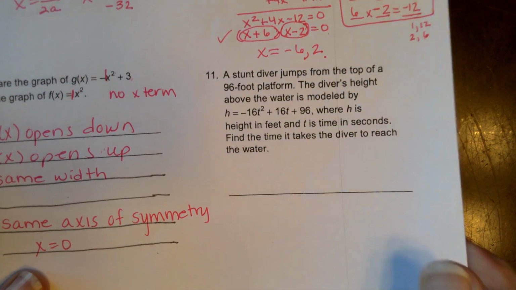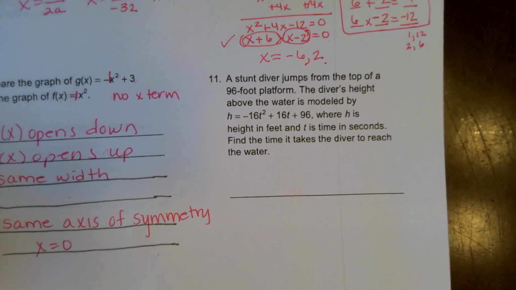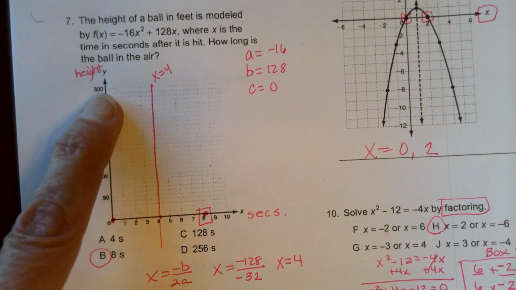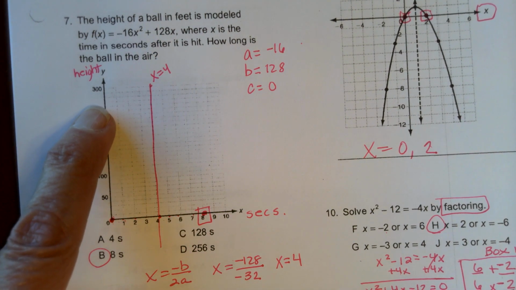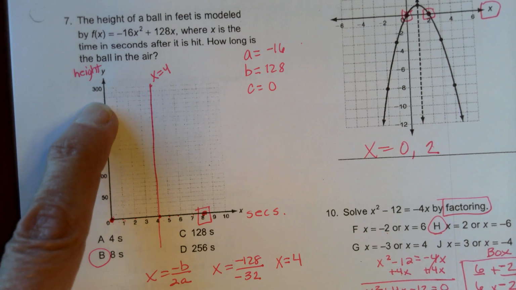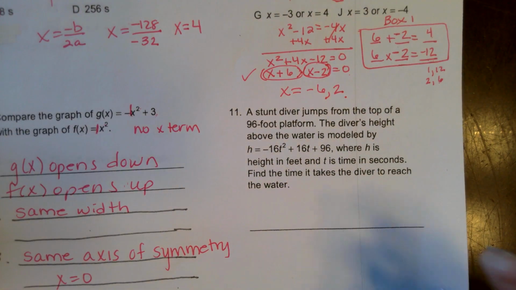All right. A stunt diver jumps from the top of a platform. So this is the situation where I was looking back when we were doing this one. I was like, oh, are we here or here? Because for a minute I thought it was the problem we're about to do. If somebody is jumping off a diving board, they're starting up here. They're not starting at 0, right? They're way up in the air. So that's what we got going on here.